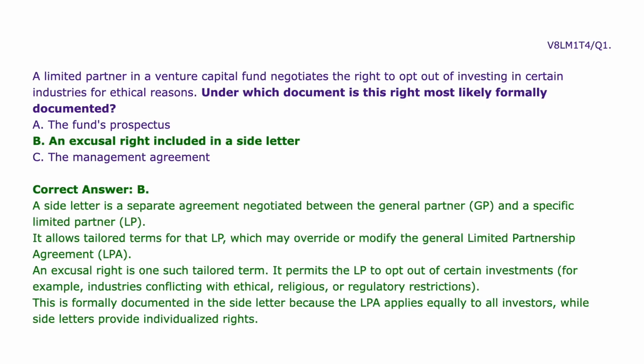Limited partnerships where limited partners are investors and general partner runs the fund. Most terms are in the partnership agreement, but extra or special rights for individual limited partners are often handled separately. Side letter is a way to give certain investors extra negotiated terms, like excusal rights. So the correct answer is B.